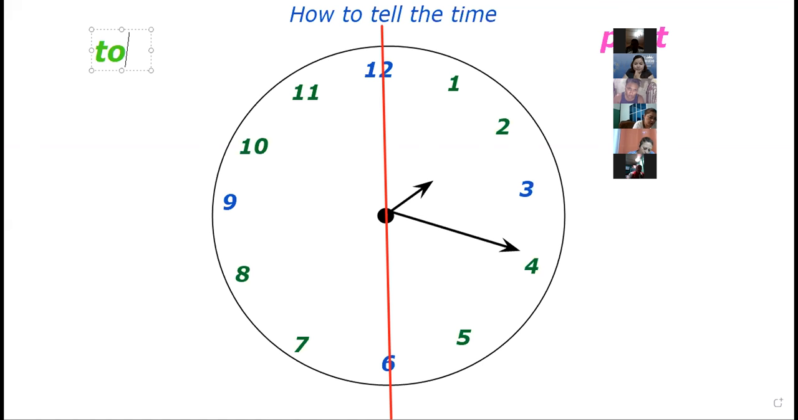El reloj está dividido. Media hora una palabrita, la otra media hora. Quiere decir que no puedo utilizar en la primera mitad del reloj, no puedo utilizar to. En la segunda mitad del reloj no puedo utilizar past. ¿Ok? Simple y sencillo. Por eso lo estamos dividiendo.